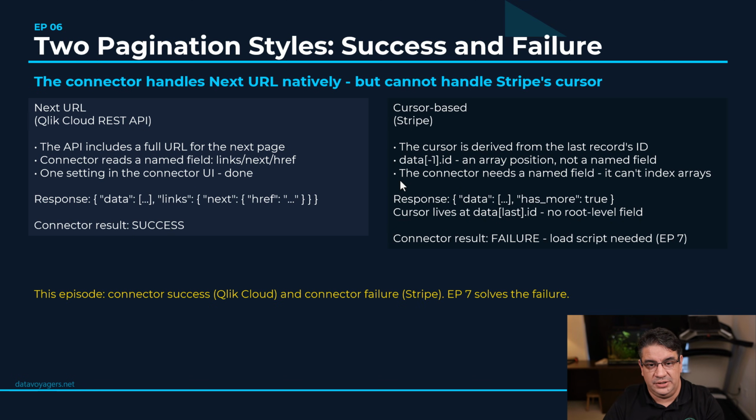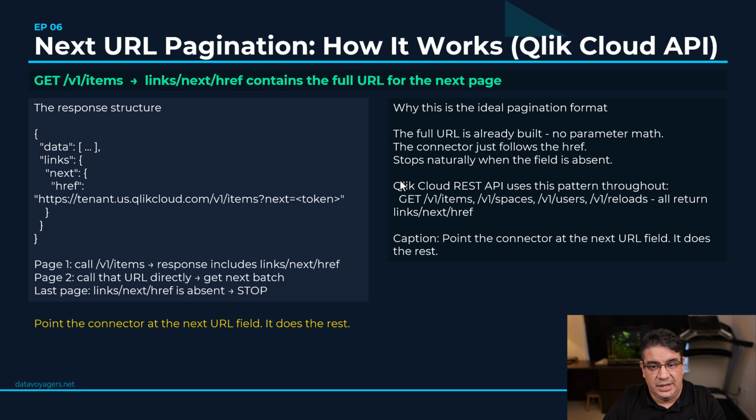Okay, and for this case, for the next two classes, you're going to see two pagination styles. The Qlik one is next URL pagination, and Stripe uses the cursor one. Qlik does not support cursor pagination, so this one you have to implement in the load script. Okay. So how does next URL pagination work?